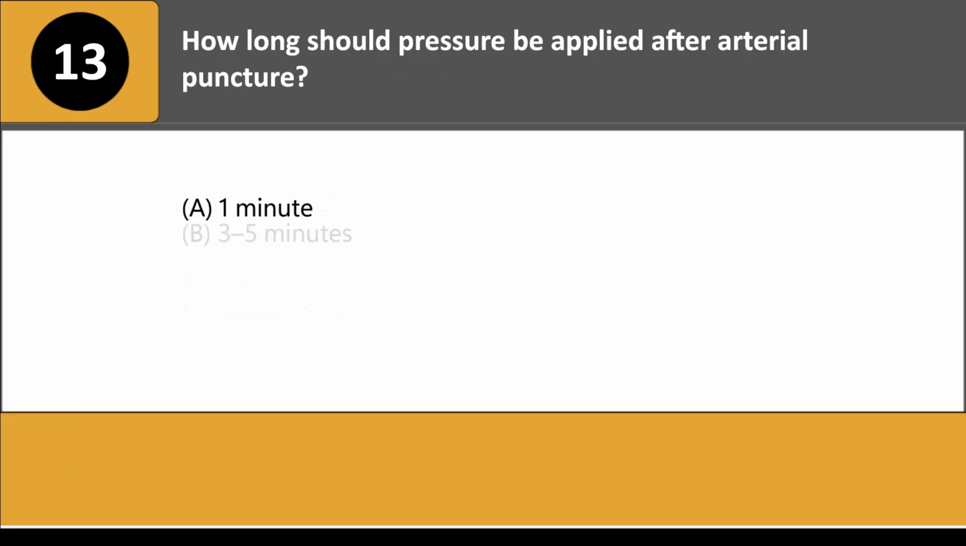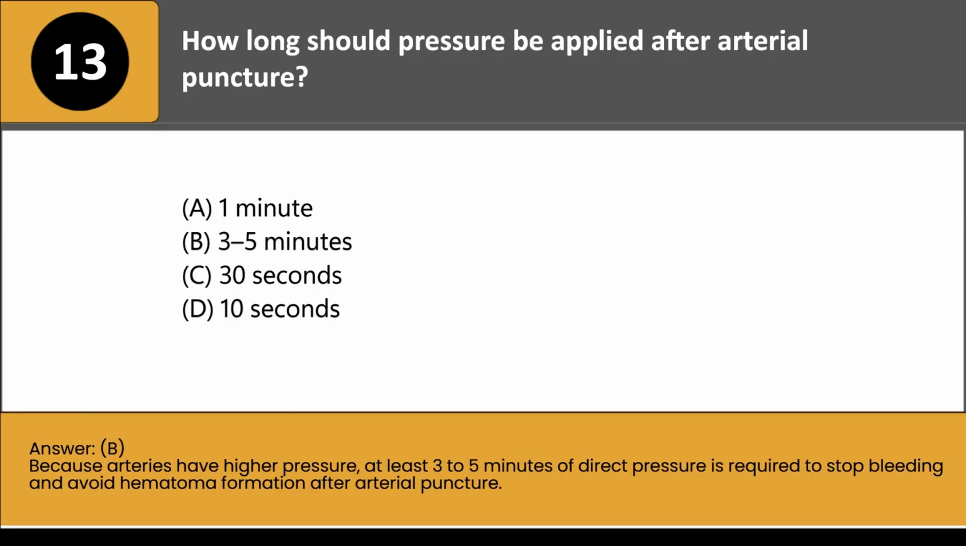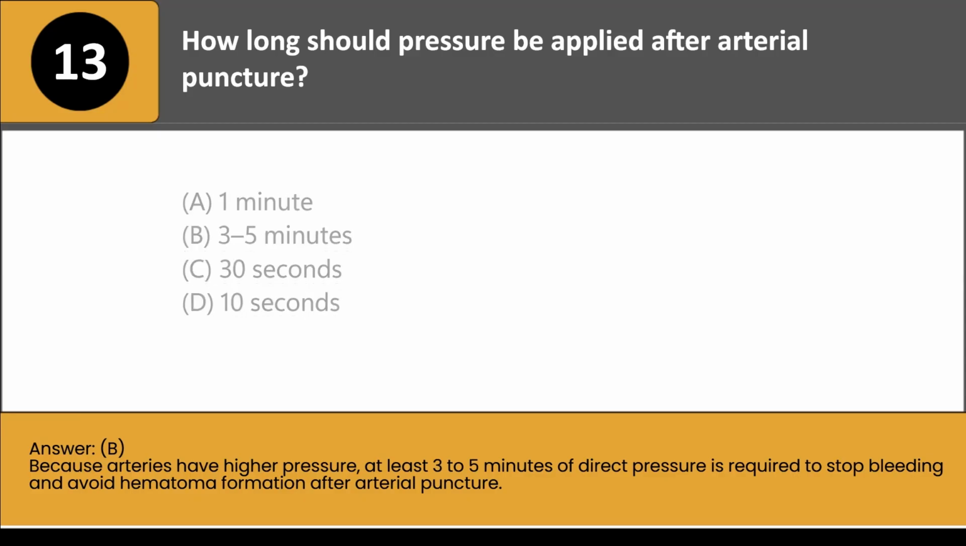How long should pressure be applied after arterial puncture? A. 1 minute. B. 3 to 5 minutes. C. 30 seconds. D. 10 seconds. Answer: B. Because arteries have higher pressure, at least 3 to 5 minutes of direct pressure is required to stop bleeding and avoid hematoma formation after arterial puncture.